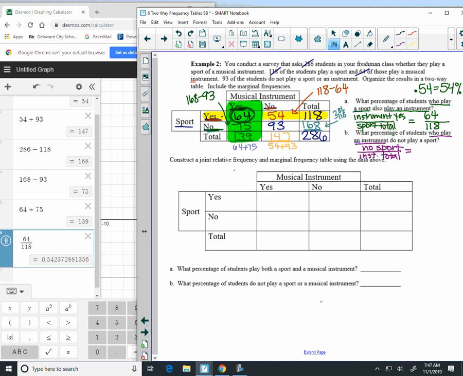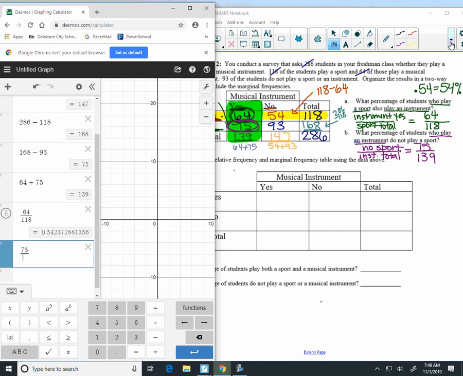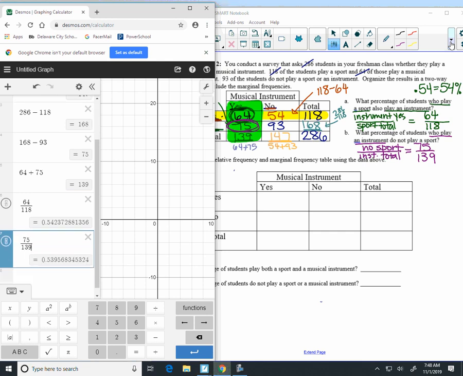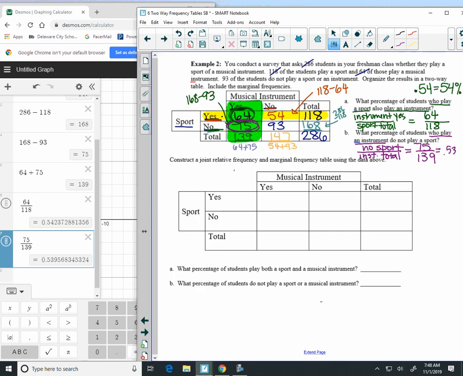So the total for that column is 139. And then within that column, the no sport number is 75. And then we put that into the calculator. 75 over 139, 0.539. And that is 53.9%.